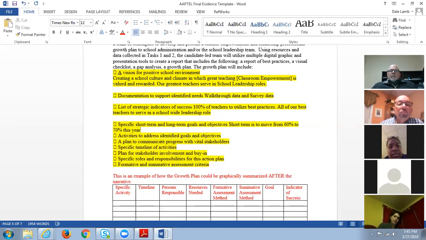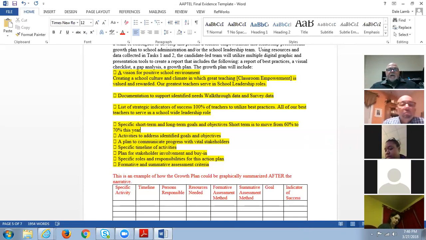Short term is to move from 60 to 70% this year using our best practices. We can't go from 60 to 100 in the first year. Short term, long term, we want to see everybody. Short term is where do we want to move people right now? Short term is we'd like to see more people involved in leadership roles. Long term, we'd like to see all of our best teachers, but maybe this year it's 2 or 3. Short and long, where are we going to go?